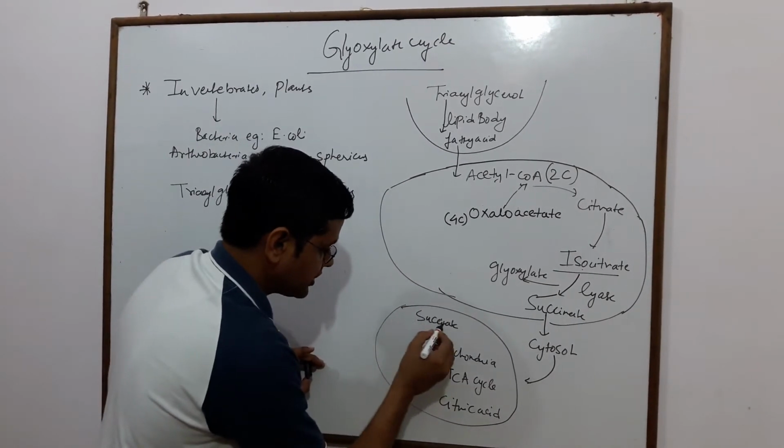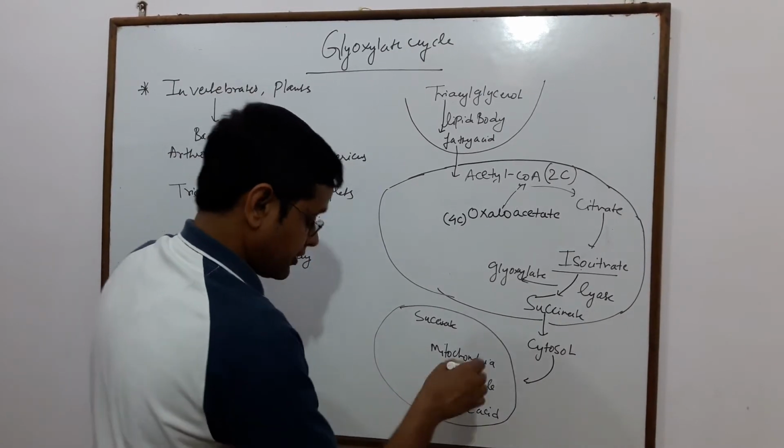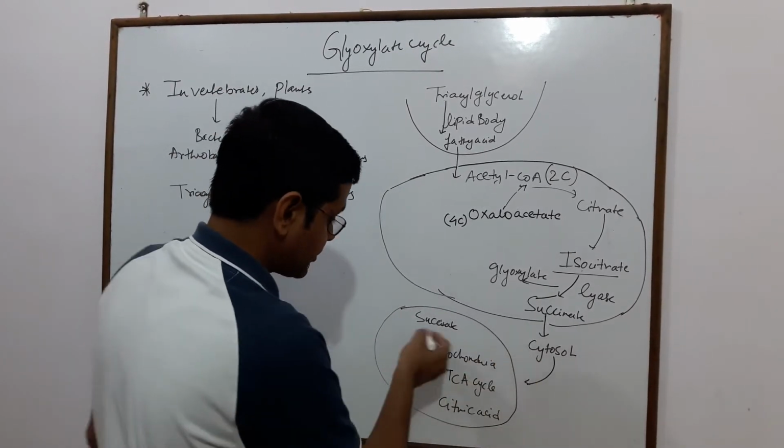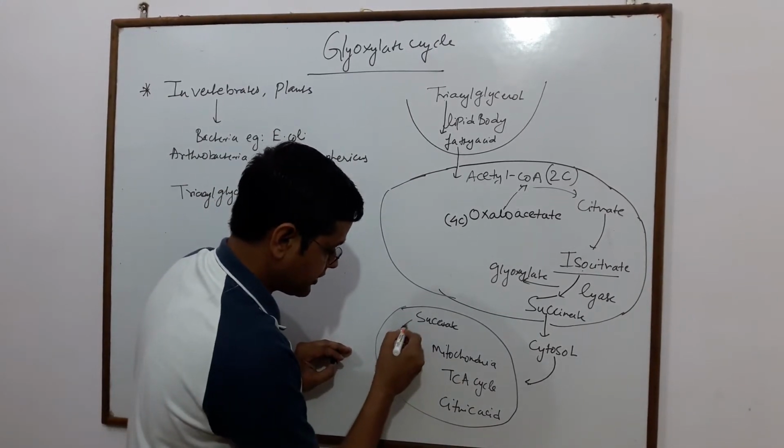Now why does this succinate come into this mitochondrial compartment? To generate malate.